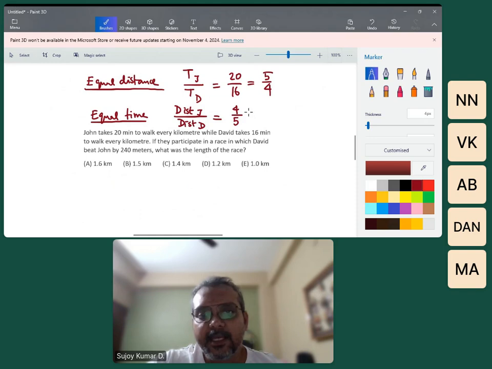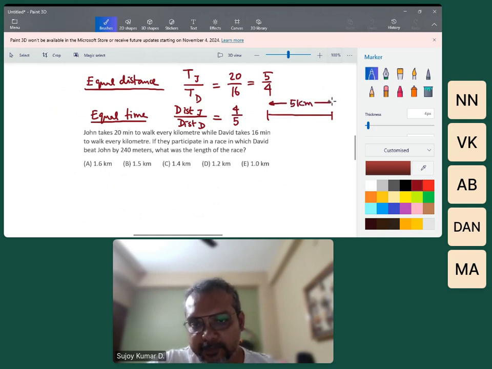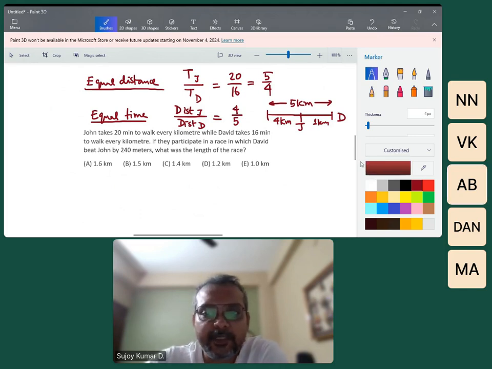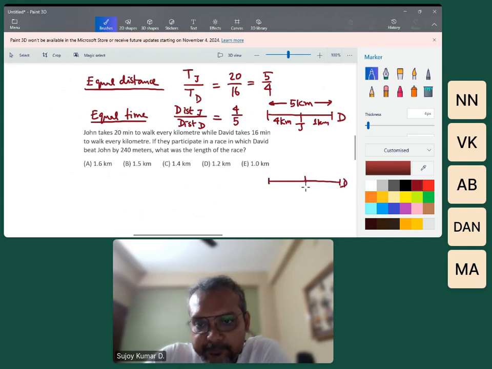If this is 4 by 5, that means what? In the actual race, if it were 5 kilometers, D will finish it. J will be covering only 4 kilometers and lose it by 1 kilometer. This is what it means. 5, 4, and the gap is 1. In the given scenario, it is said that the gap is 240 meters. So if this is 1, this is 5. That's what the idea is, right? So if this is 240, then it will be 5 times. So this would be 1200.